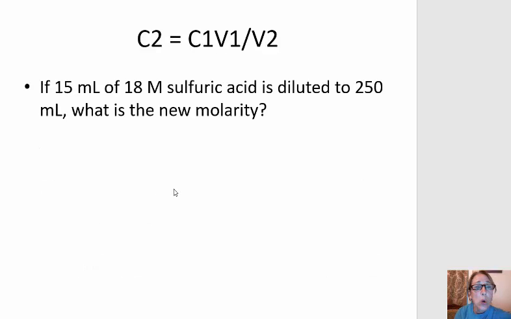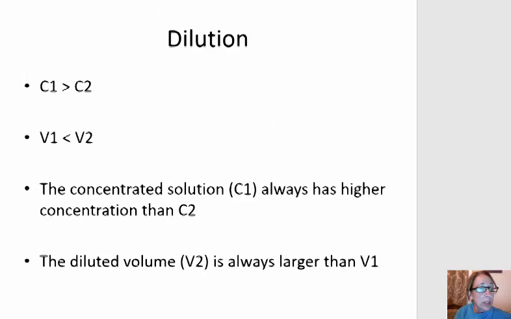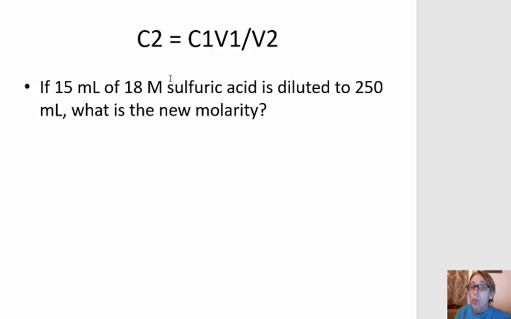All right, so what you'll be solving for most in this class is the concentration of the diluted solution. And if we algebraically rearrange our dilution equation to solve for C2, this is what we get. C2 is equal to C1 times V1 divided by V2. So here is a typical question or problem. If 15 mL of 18 molar sulfuric acid is diluted to 250 milliliters, what is the new molarity?